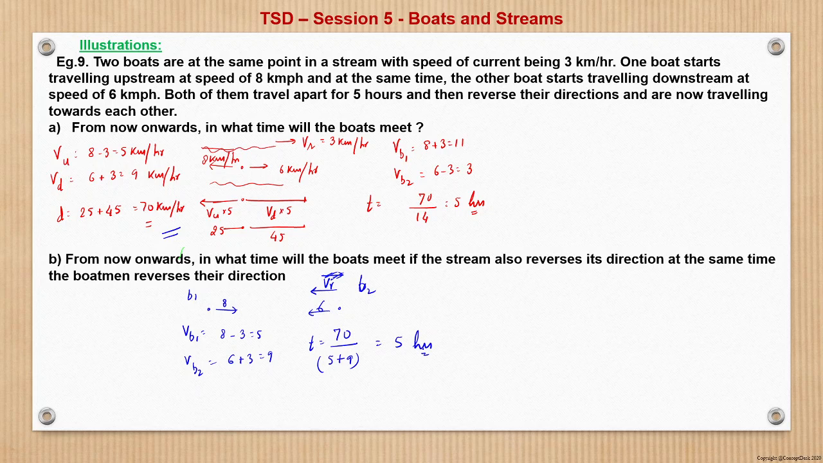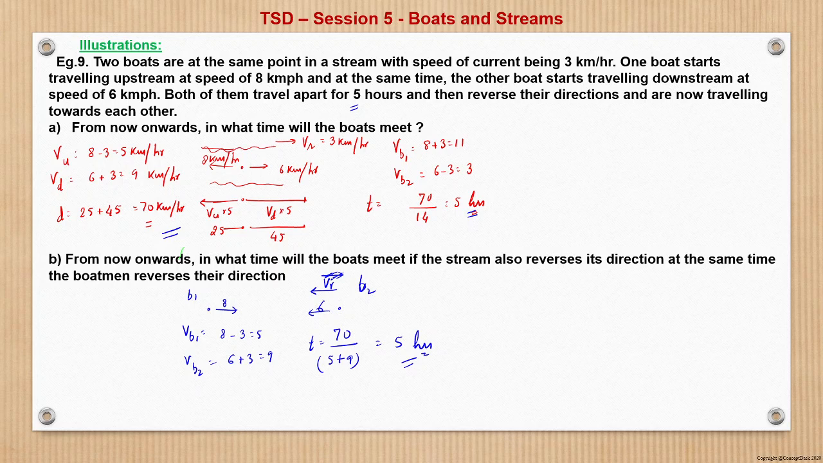So irrespective of which direction the river flows, we are getting the same time, which is 5 hours. And this 5 hours is also the same as the earlier time of 5 hours, right? Initially they moved apart for 5 hours, then it took them 5 hours to meet again. Now it is irrespective of which direction the flow is.